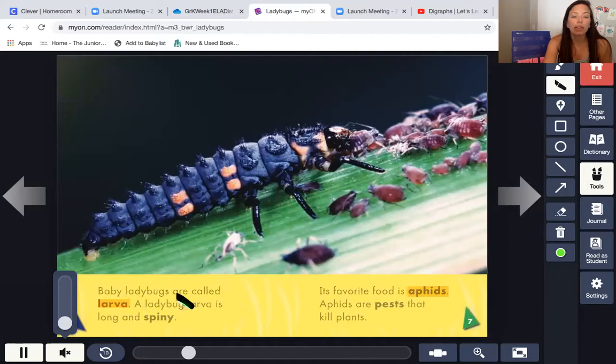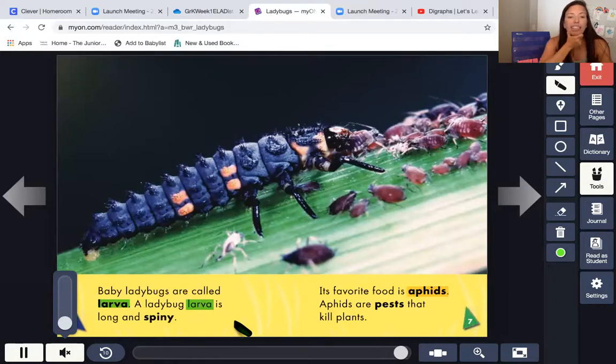Baby ladybugs are called larvae. Oh, there's another one of our words, larva. I'm going to highlight it. A ladybug larva is long and spiny. All right, let's stop there. It says in the text, baby ladybugs are called larvae. So that tells me what larva is. Larva is another word for a baby ladybug.